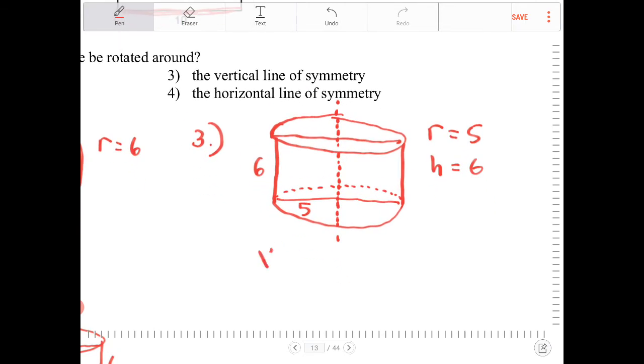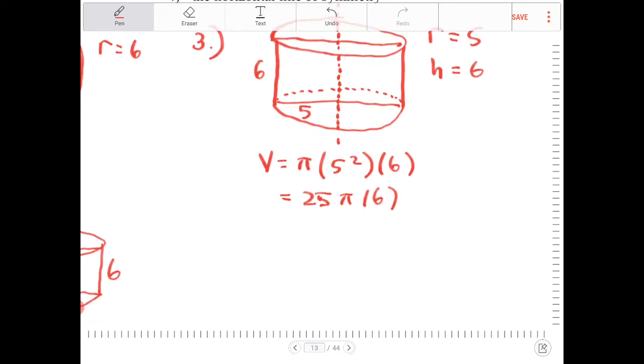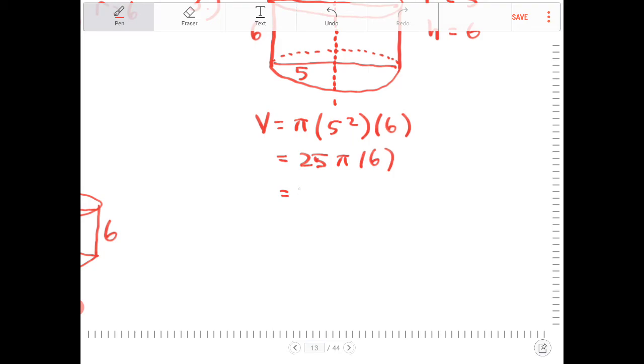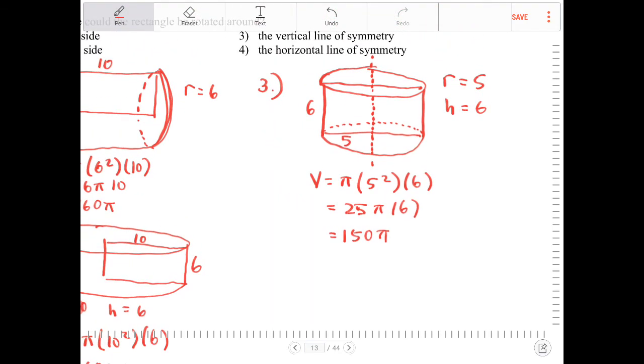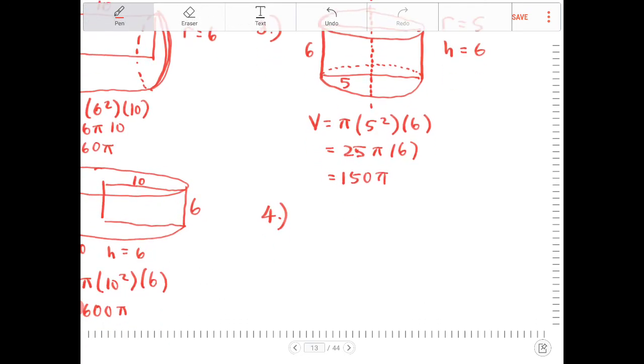So what's the volume then? The volume here is pi times 5 squared times 6. And 5 squared, that's 25. So that's 25 pi times 6. And 6 times 25, well, that's just 150. So actually, option 3 is the correct choice here. Let's just go through option 4 while we're at it.